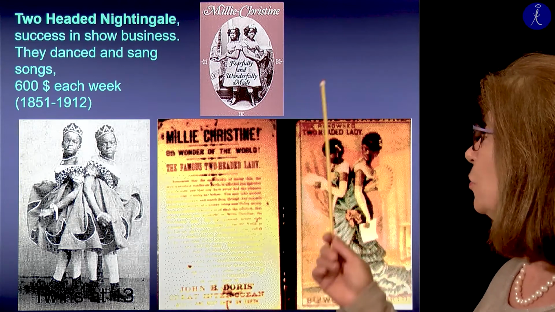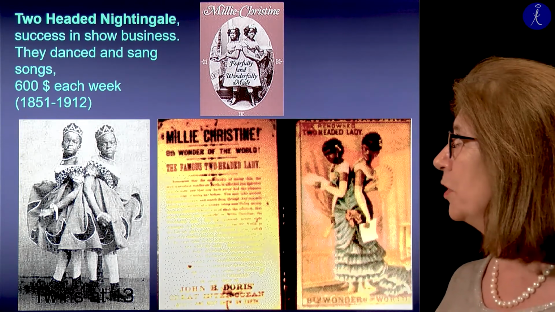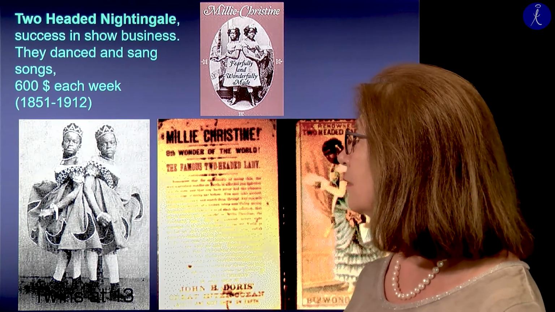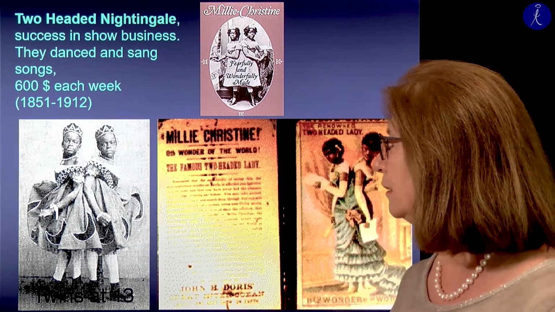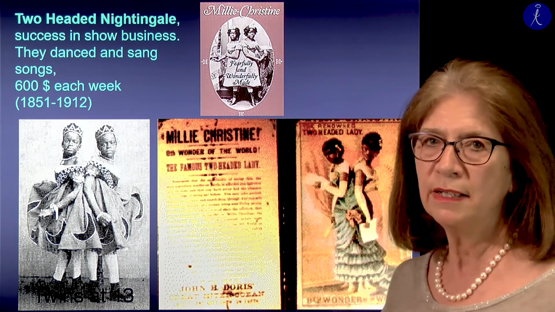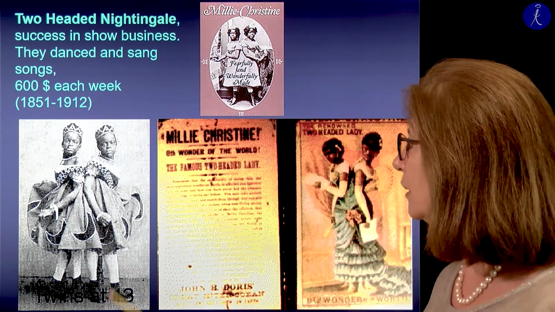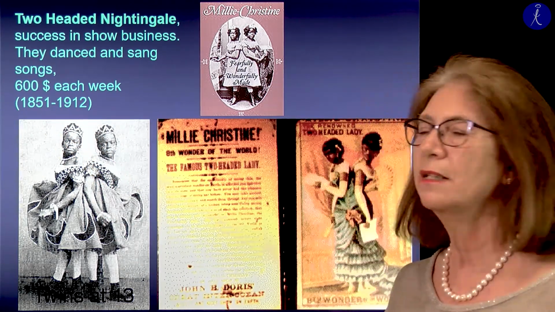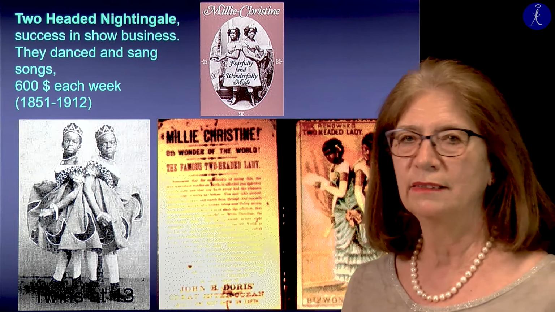And the Two-Headed Nightingale, they were born as slaves in the United States, but then later they were freed. They were also pygopagus twins, and they were dancing and singing. And at the end of the 19th century, they made $600 a week. So that was a lot of money at that time.